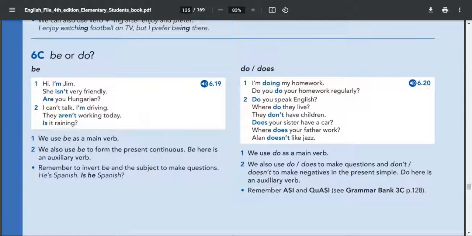So we use do as a main verb. We also use do, does to make questions and don't, doesn't to make negatives in the present simple. Do here is an auxiliary verb and remember about questions.